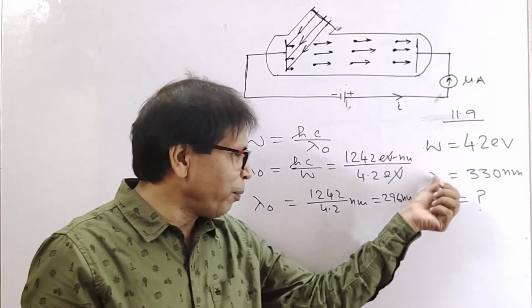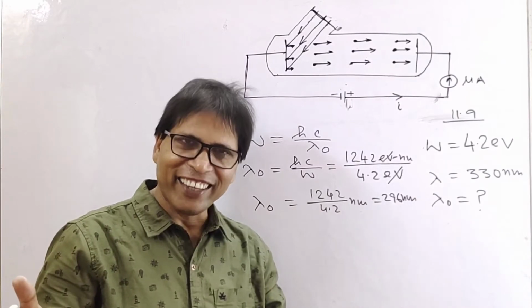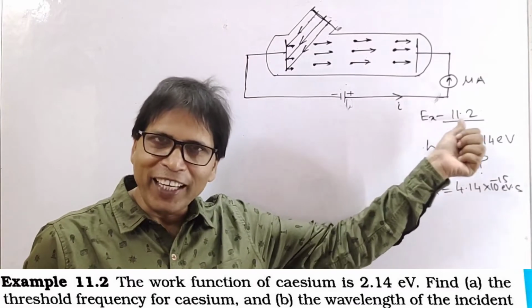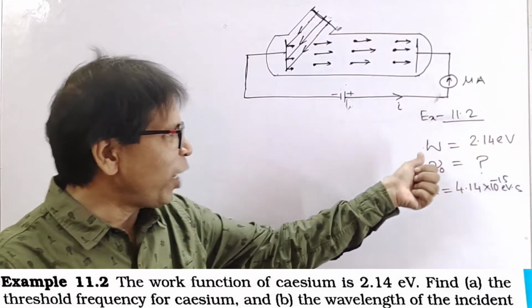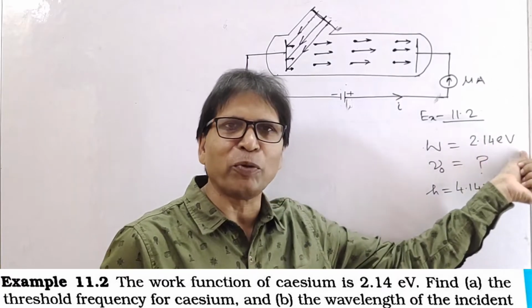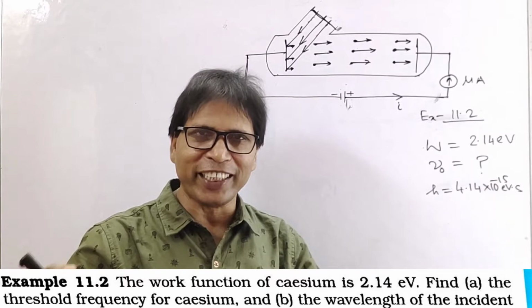Okay, if lambda is less than 296, then emission takes place. Okay, next. Now look at this example 11.2. The work function of cesium is 2.14 electron volt. We have to calculate the threshold frequency of cesium.